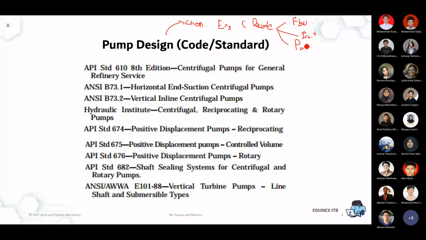But as I mentioned before, mechanical engineering will also have a very big role in designing a pump. If we have the flow and the pressure, then based on the formula in the previous slide, it's very easy to calculate the power requirement. That's still part of the chemical engineer's job, the main part of the chemical engineer's job in pump operation and design.